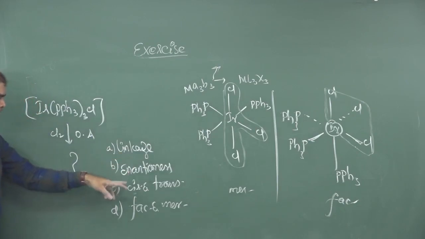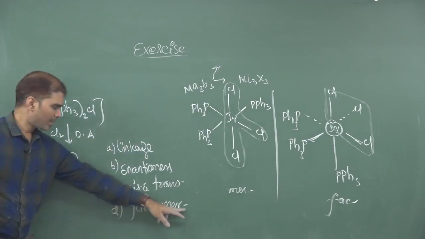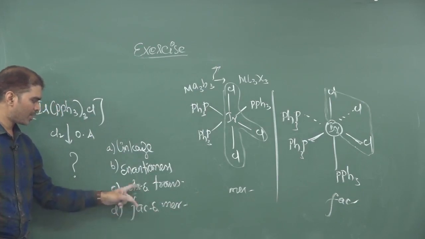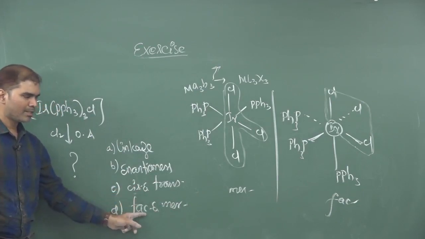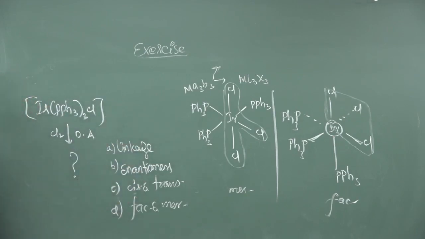What are facial and meridional? They are geometrical isomers. Okay. So anyway, geometrical isomer is not mentioned here. These two are geometrical isomers, and your option is D. Linkage is not possible. Enantiomer not possible.